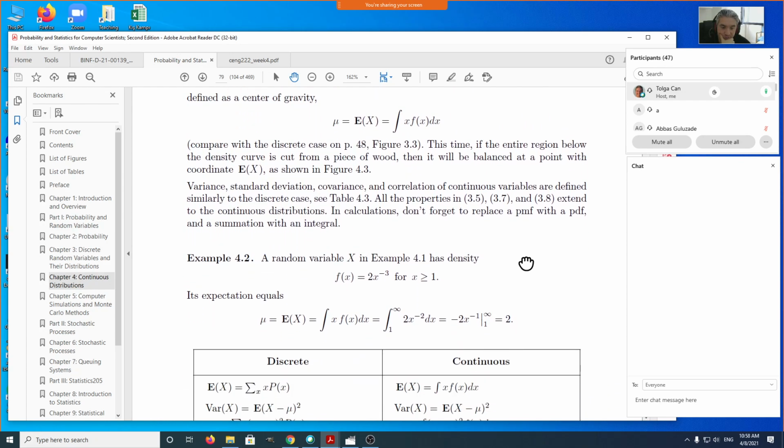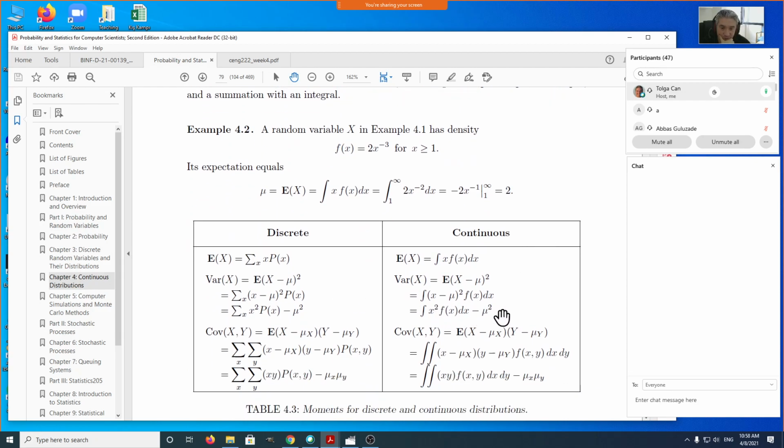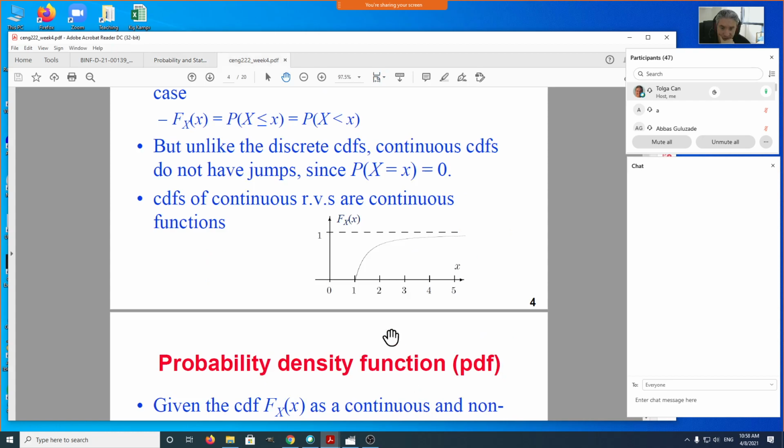Okay. The variance is computed similarly. The formula is the same, the variance formula. As I said, the summations are turned to integrals, and the covariance, everything is just analogous to the discrete case. So I'm skipping these parts. Let me go back to my slides.